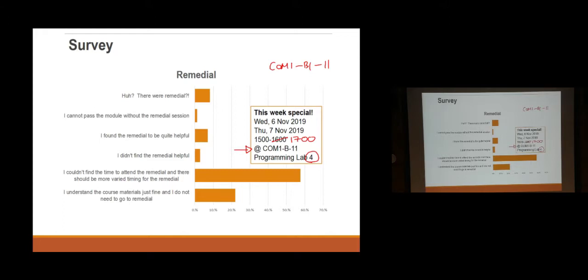Okay? So those are the 3 components from the survey that I tried to address for today. It's just to show that your feedback is actually being heard. Okay?